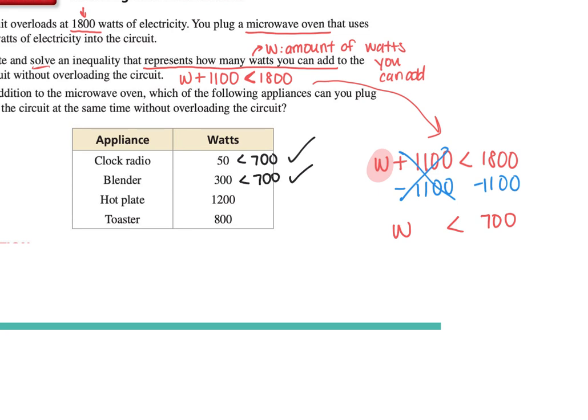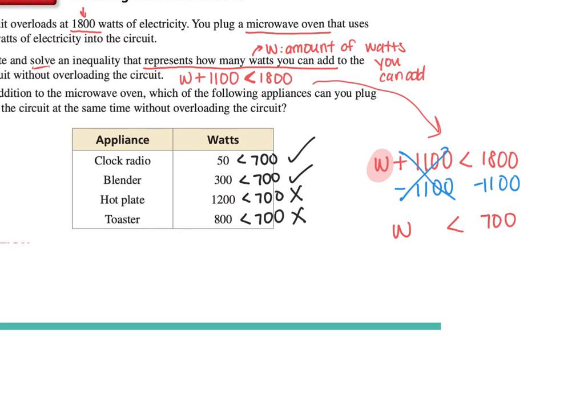It sure is. Can we plug in a hot plate at 1200? Is 1200 less than 700? No, you cannot plug in the hot plate. That will overload your circuit. What about a toaster? Is it less than 700? Absolutely not, okay? So the only two things you could plug in with that microwave oven would be a clock radio or a blender, okay?